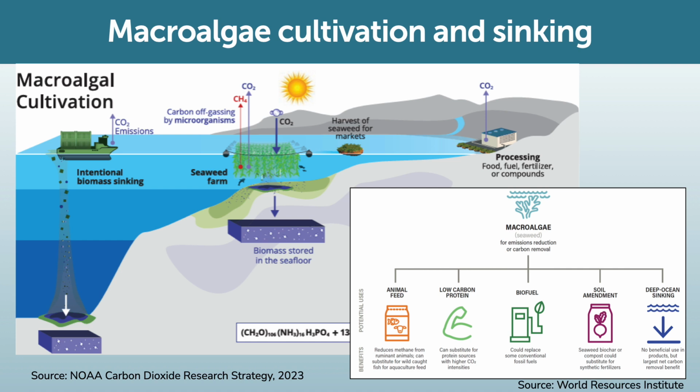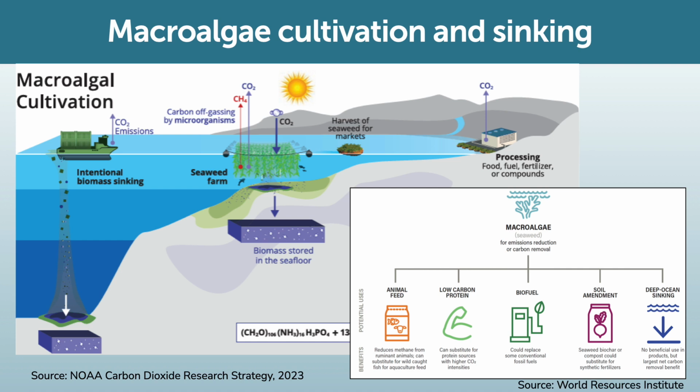This can either occur passively underneath a seaweed farm, as shown in the center of this picture, or it can occur much more durably when seaweed is actively sunk into the deepest areas of the ocean, as shown on the right. In this way, the carbon from the seaweed's biomass can decompose without entering the atmosphere.